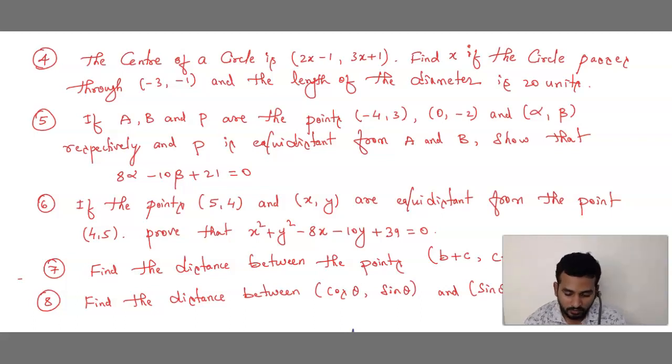Next question, if A, B and P are the points (minus 4, 3), (0, minus 2) and (alpha, beta) respectively, and P is equidistant from A and B, show that 8 alpha minus 10 beta plus 21 is equals to 0. You have to prove LHS is equals to RHS. Next question. If the points (5, 4) and (x, y) are equidistant from the point (4, 5), prove that x square plus y square minus 8x minus 10y plus 39 is equals to 0.